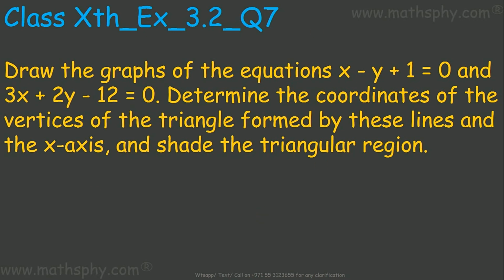Now this question says, draw the graphs of the equations x minus y plus 1 equal to 0 and 3x plus 2y minus 12 equal to 0. Determine the coordinates of the vertices of the triangle formed by these lines and the x-axis and shade the triangular region. It means from this equation and this equation we get two lines. From those two lines and the x-axis there would be a triangle formed. We have to find the vertices of the triangle and then shade that triangular region.